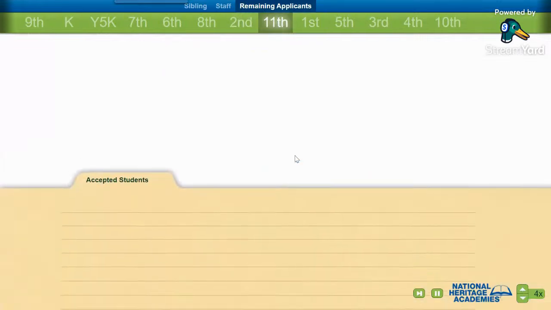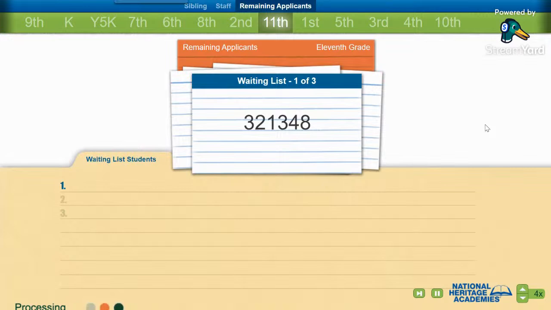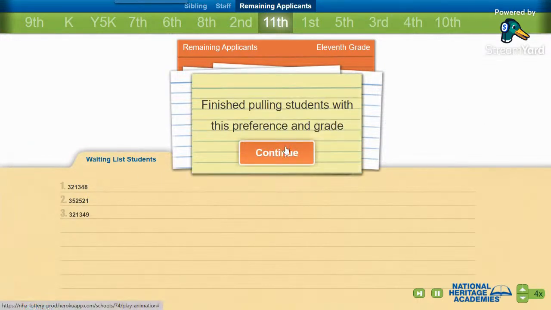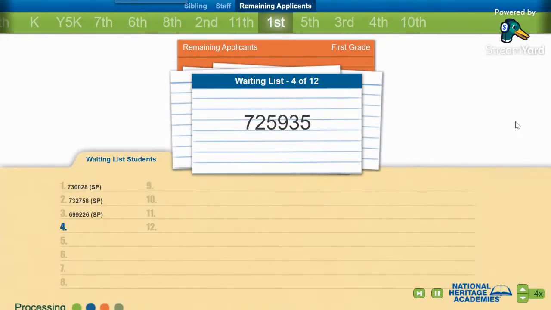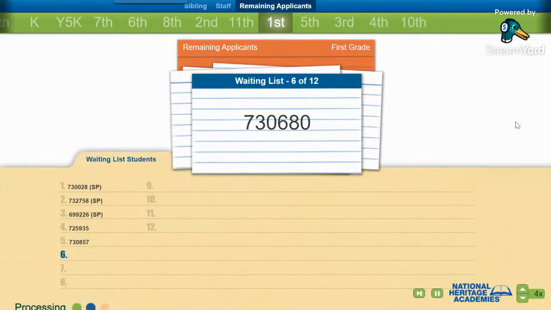Okay, moving on to 11th grade. That was 11th grade. Moving on to 1st grade now. We had 3 students who received preference from earlier, so we're starting with number 4. And if your child ends up on the waiting list, please don't be discouraged because waiting list movement is common and a lot can happen between now and the first day of school, so hang in there.